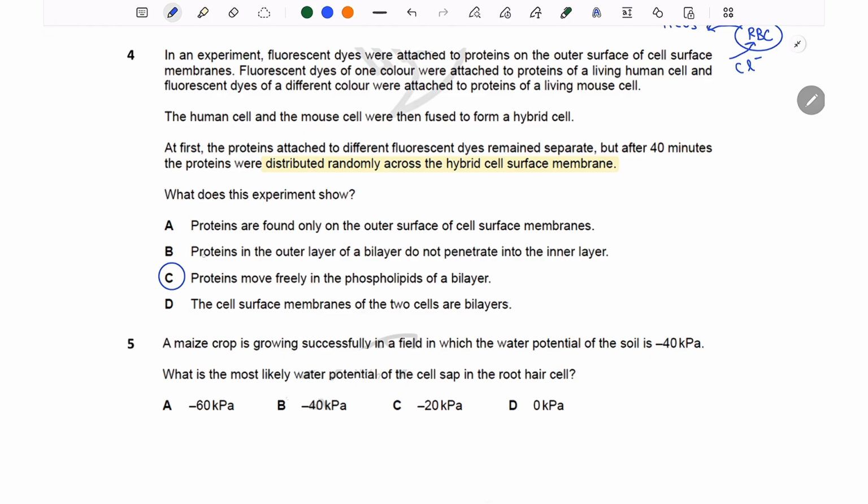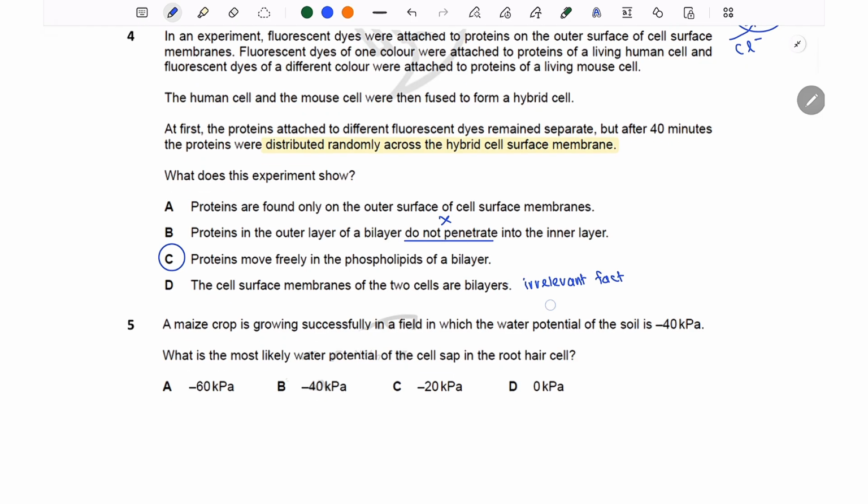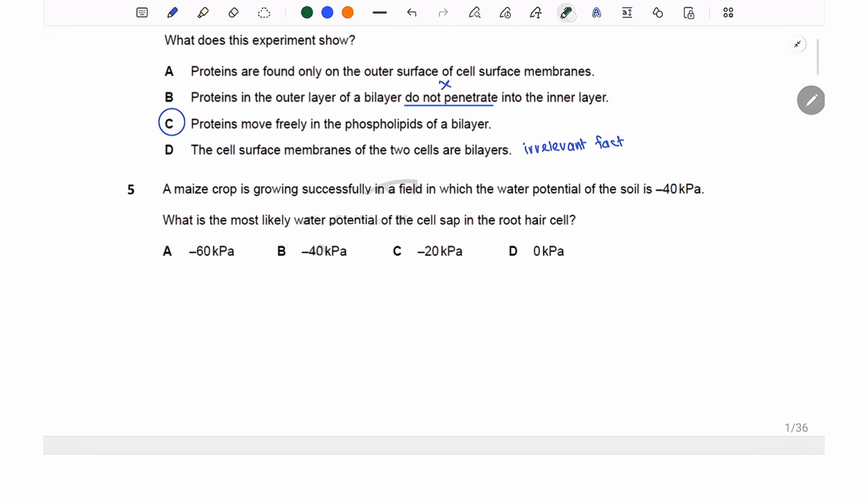And why is B wrong? Because proteins in the outer layer of a bilayer do not penetrate into the inner layer, so that's wrong. And the last one, it's true because the cell surface membranes of two cells are bilayers, but this is just an irrelevant fact. So a lot of the time you will get irrelevant facts to confuse you, but you should read through all of your options and then decide. This question is a little tricky.